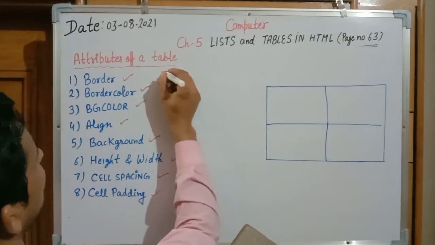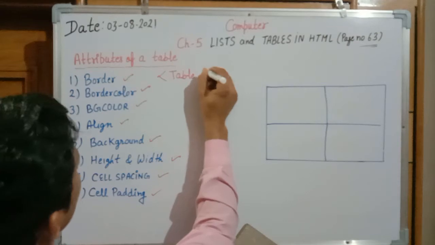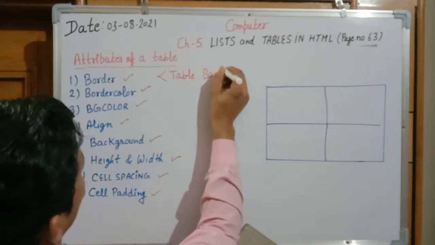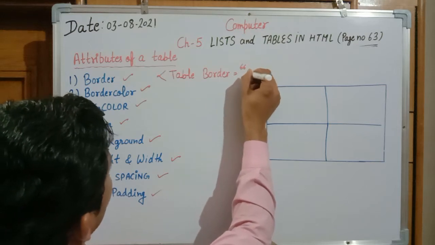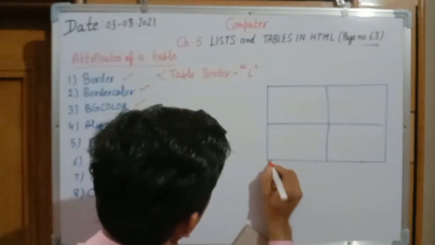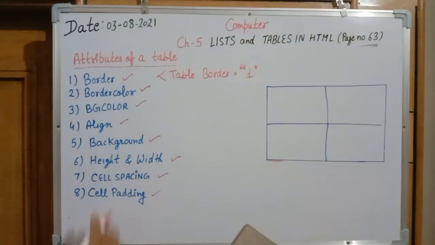Now first, how will we give the border? For writing the border, we will write table, border, and we will give the size of the border. It can be 1, 2, 3, 4, 5. Any size you can give. That will tell the border size of the table, how much lighter or darker you want to display. This is the first concept.